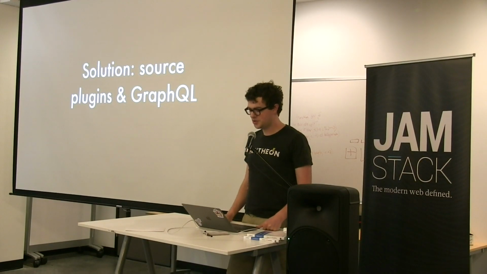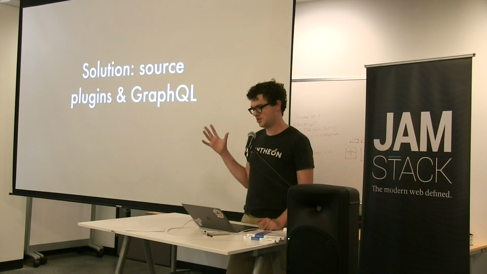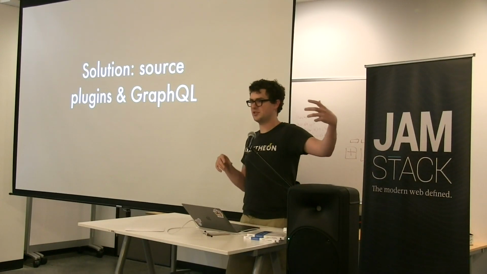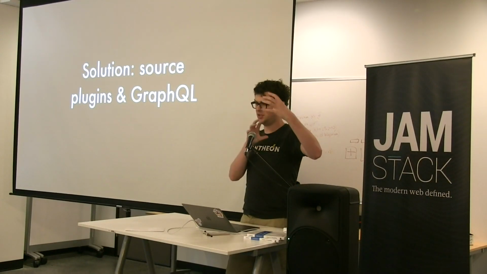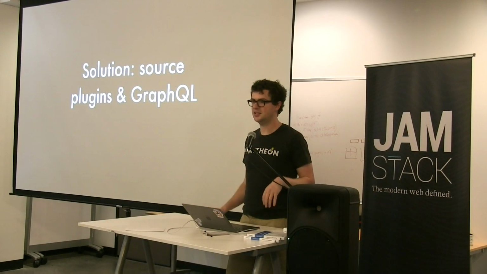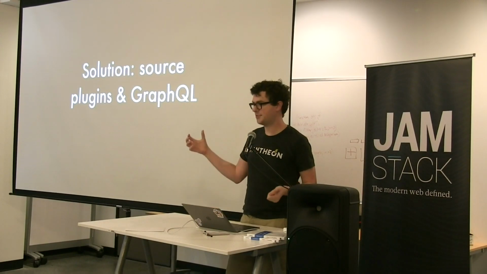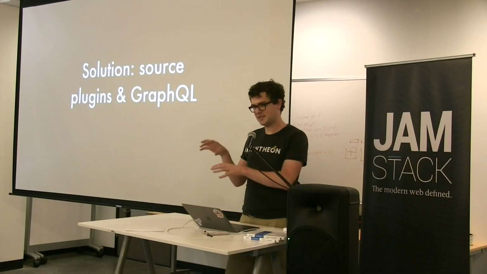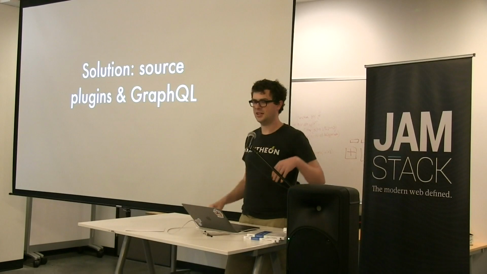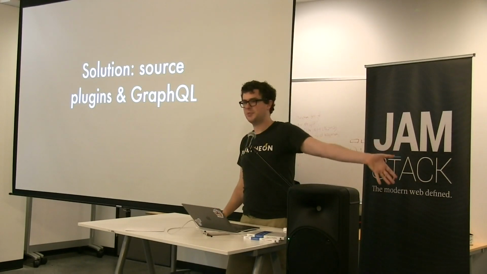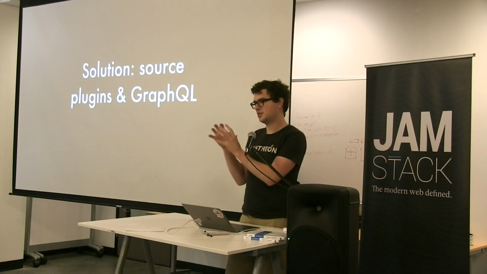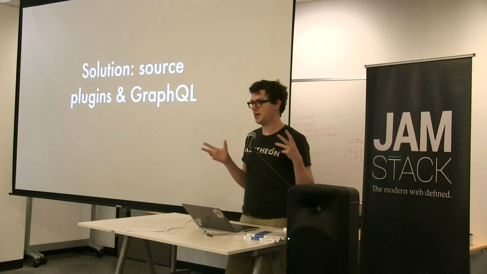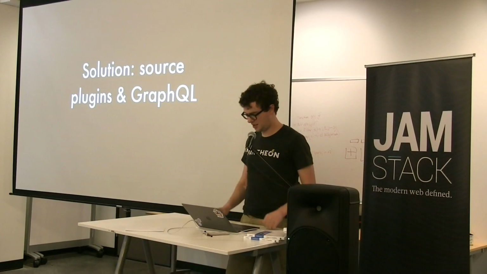So the solution I eventually came up with was source plugins and GraphQL. For each data source, you could create a plugin which would know how to get that data into Gatsby. And then with GraphQL, you could add a GraphQL query to your components so that you could specify on a per component basis, hey, we have all this data that we've made available, and for this particular component, this is the data that I need. And then Gatsby would just sort of magically glue things together.